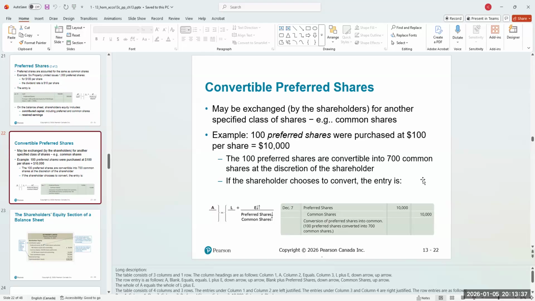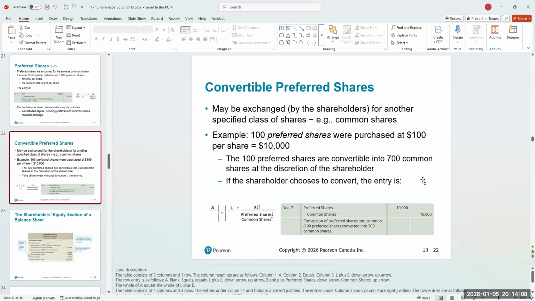Why does somebody want to convert, or why does the corporation want to convert preferred shares to common shares? Because the corporation may not want to pay the fixed dividend which is attached to preferred shares. Once they become common shares, if we have a dividend and want to pay it, they're going to get the dividend. We don't have an obligation to pay the dividend. Remember that.